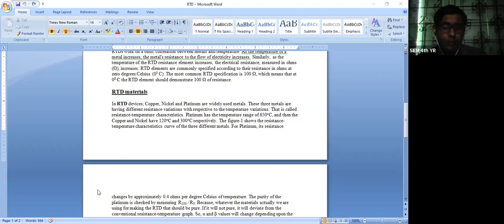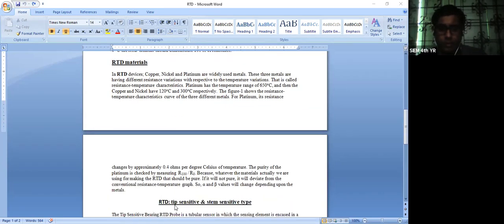The purity of the platinum is checked by measuring R100 by R0. That means we take the ratio of its resistance at 100 degree Celsius and its resistance at 0 degree Celsius. This ratio has a standard value. If the measured value is almost equal to the standard ratio R100 to R0, you can say it is properly working, because whatever material we are using for making the RTD should be pure. So purity check is a very important thing to check whether the RTD is properly working or not.